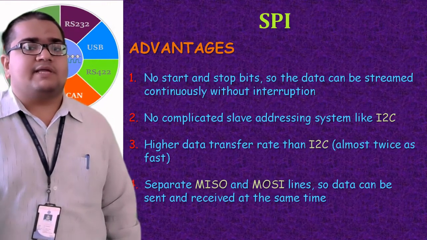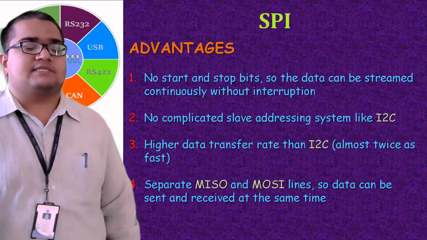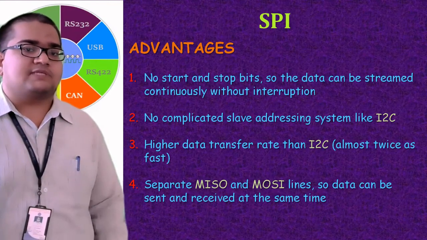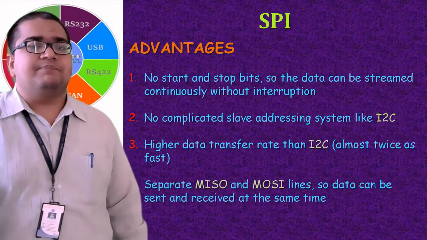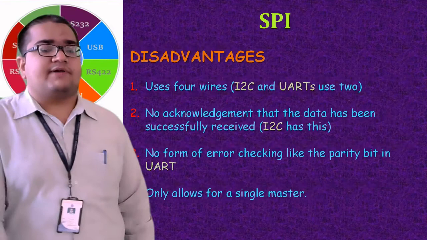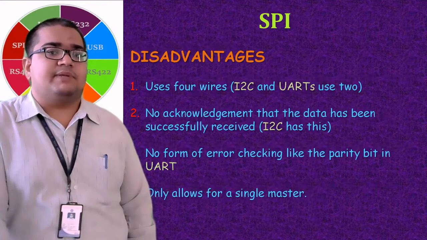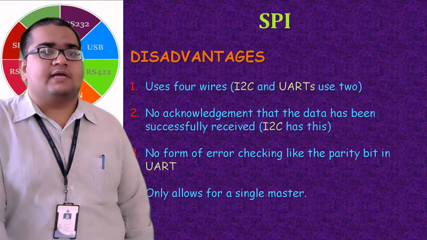Separate MISO and MOSI lines are there such that data can be sent and received at the same time to provide a full duplex type of communication. These are the advantages of the SPI. You can see that all the disadvantages that were there in the I2C are now recovered and are an advantage of the SPI here.